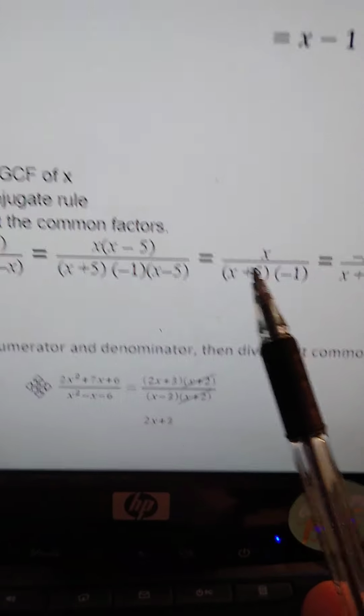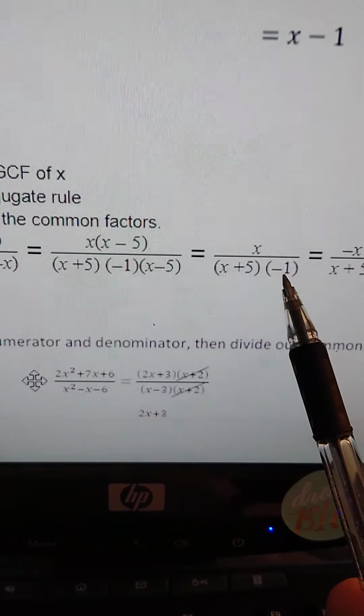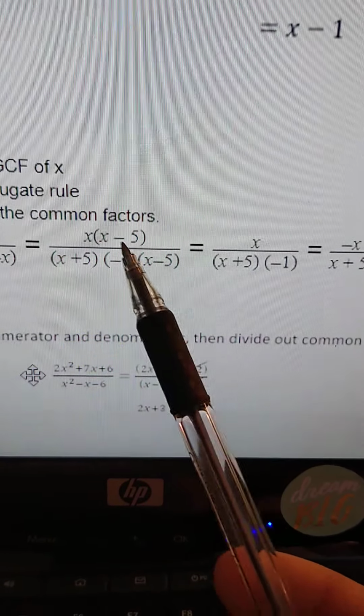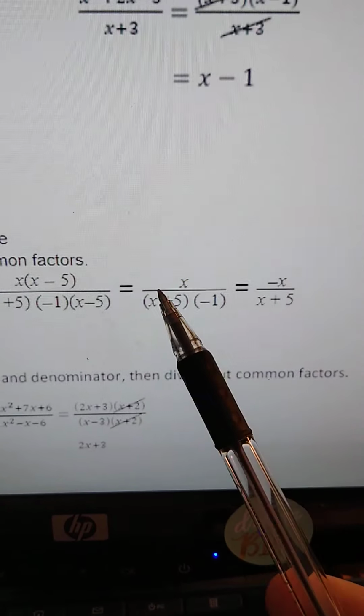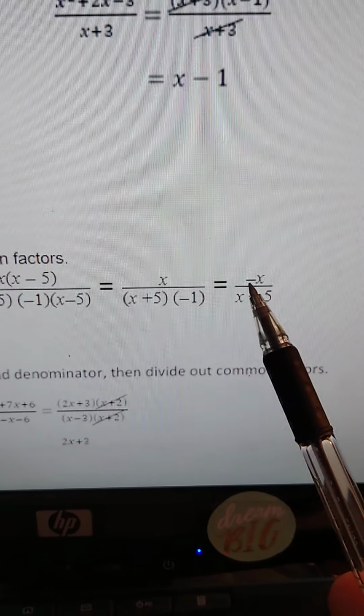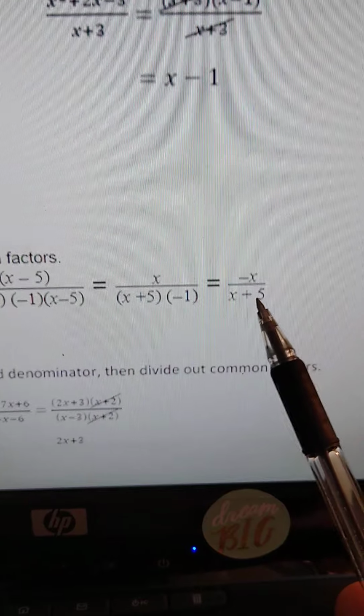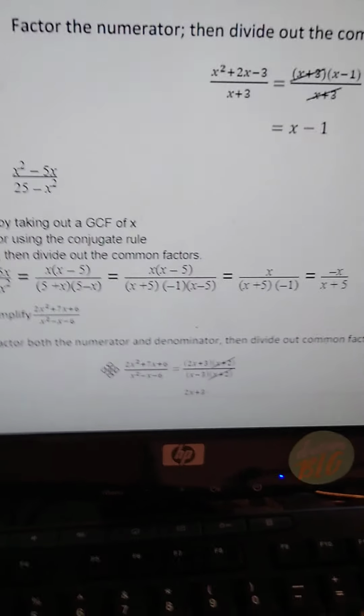So what I'm left with is x over x plus 5 times negative 1, because the x minus 5 is canceled. And I'm going to take that negative 1 and apply it to the numerator. So I'll write it as negative x over x plus 5 as the final answer.